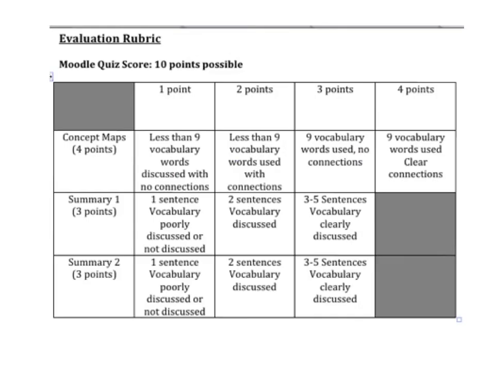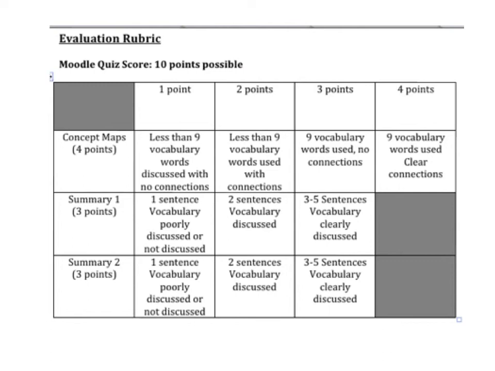I am sure you are sick of hearing my voice, and I promise this is the last slide, but this is the evaluation rubric that will be used to score this activity option. So you will see that the Moodle quiz has 10 points possible, and the rest of your grade will be determined based on your concept maps and your summaries.